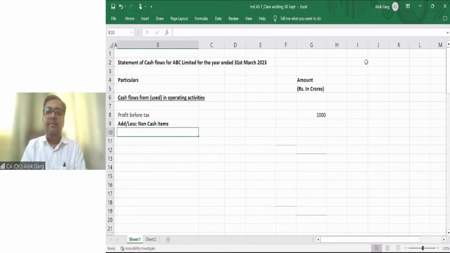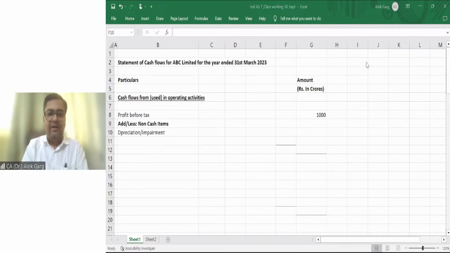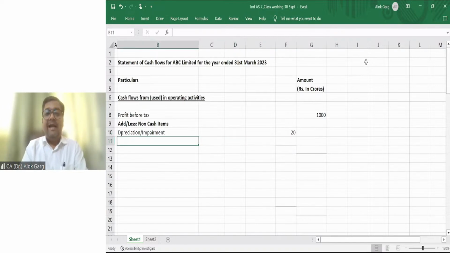Very good. Depreciation. Yes. Depreciation is the non-cash item. Everyone has given a right answer. For example, depreciation, impairment. This is the non-cash item. So for example, your depreciation is, let's say, 20 crores. Then you have to add or less.